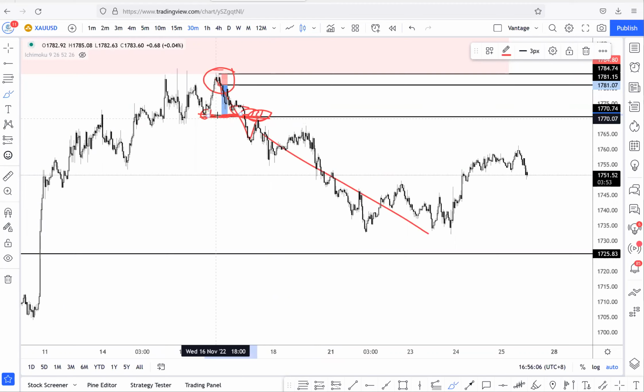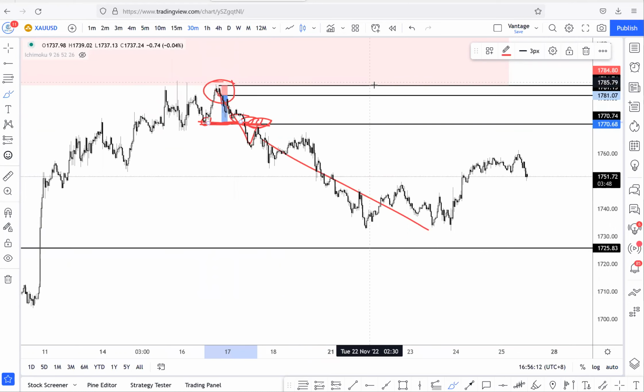Wait for a change in structure or a break below the low to be aligned with your higher time frames direction. Okay, so I hope that answers your question, Trong.